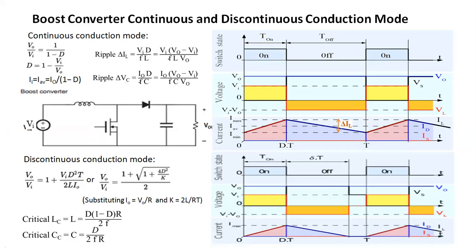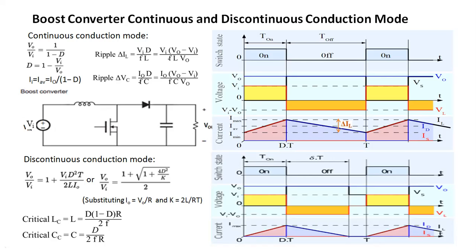If you are supposed to find D, for continuous conduction mode, in the buck converter you got the value of D directly as VO upon VI. But here, for the boost converter, the duty cycle will be equal to 1 minus VI upon VO, or you can say VO minus VI upon VO. You will get the value for the duty cycle.